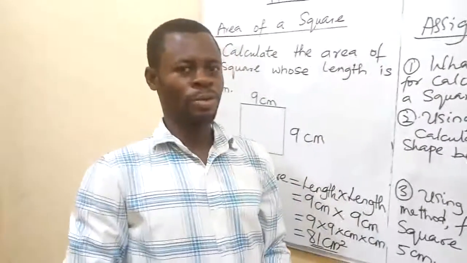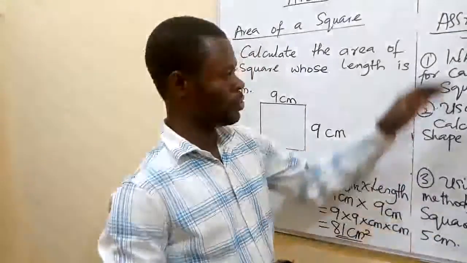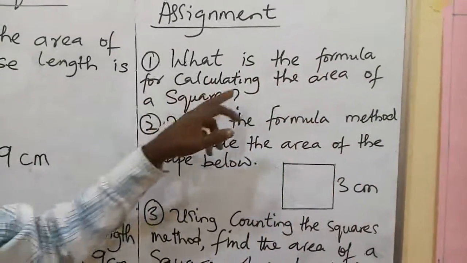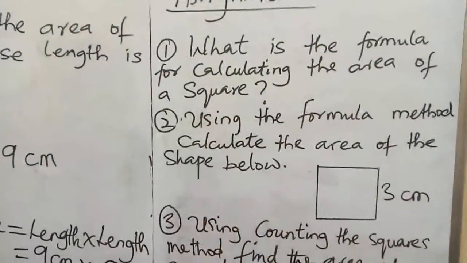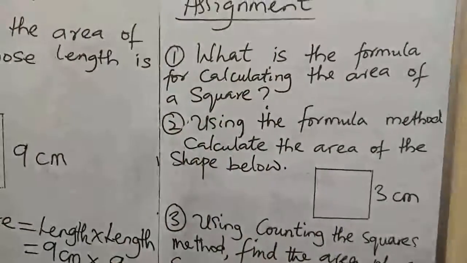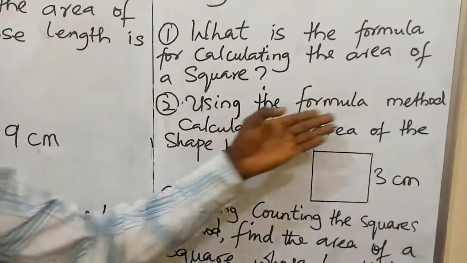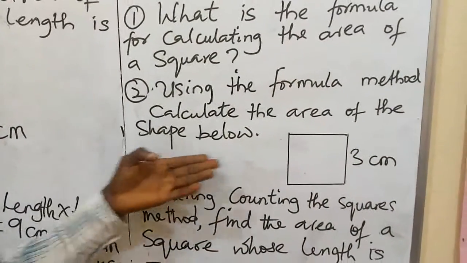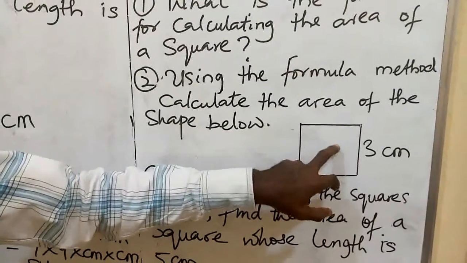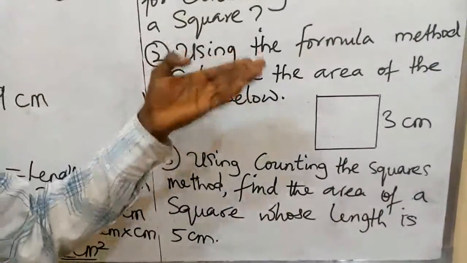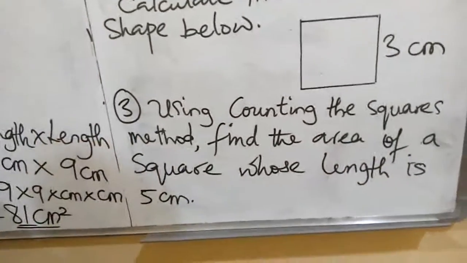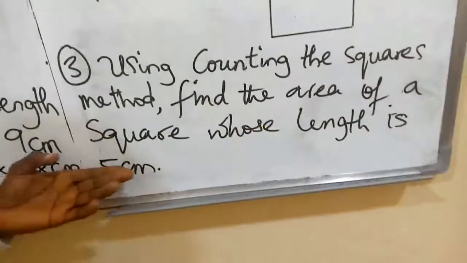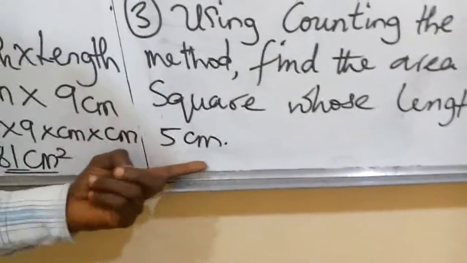Having come this far, we are going to call it a day with these few assignments on the board. Number 1, what is the formula for calculating the area of a square? And then number 2, using the formula method, calculate the area of the shape below. Here's the shape. What shape is this? Calculate the area of that shape using the formula method. And then question 3, using the counting the squares method, find the area of a square whose length is 5 centimeters.